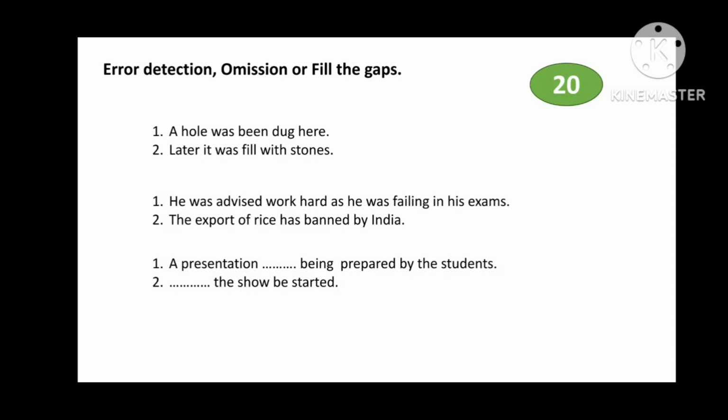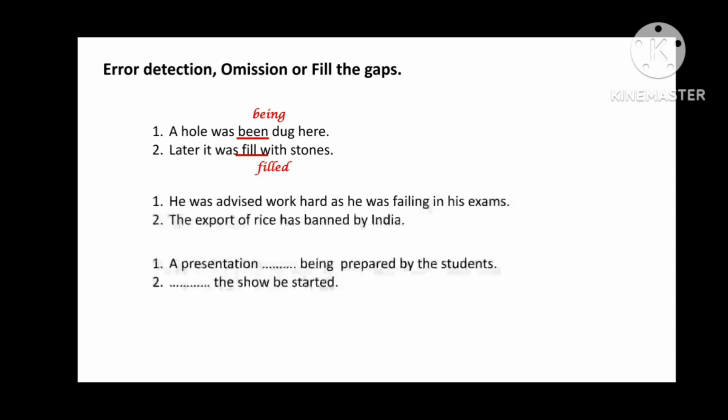First is error detection. In the first two sentences, there is an error in the sentence. A hole was being dug here. Do you think it is correct? No, it's not correct, because been should be replaced by being, as it is past continuous tense. Later, it was filled with stones. Fill is incorrect as we use the third form of verb. So it should be filled.